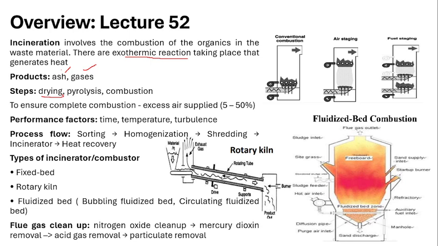First is drying. Drying of the waste material involves the removal of the moisture content in our waste material. And then comes the pyrolysis. So pyrolysis we will look in detail in the following lecture. So in brief, pyrolysis is the burning of the waste material in the absence of the air so that the degradation of the waste material happens to some extent in this process.